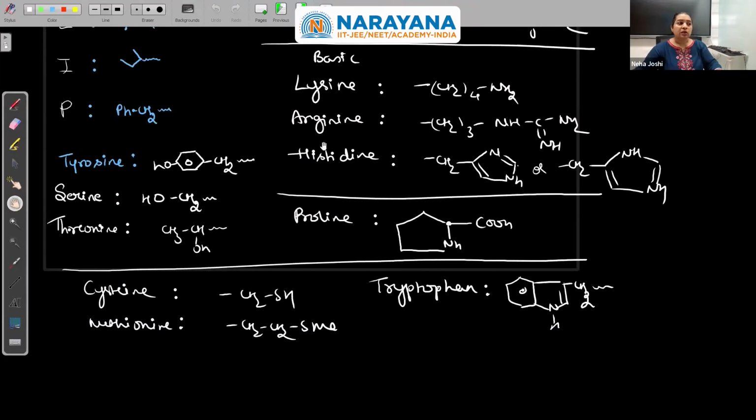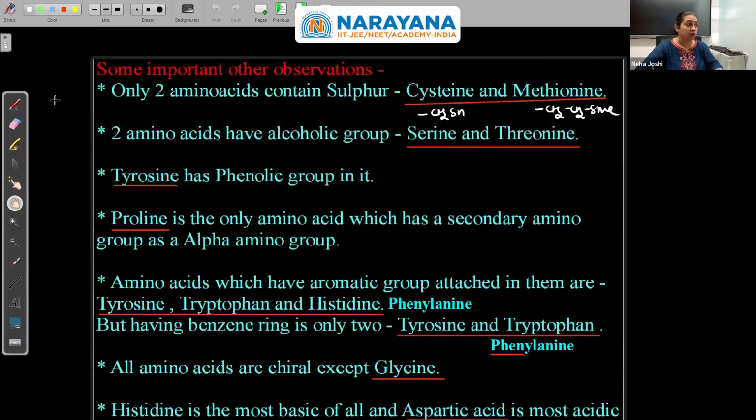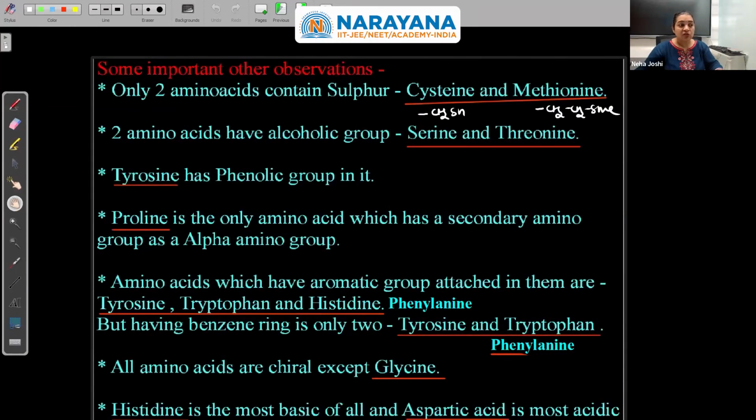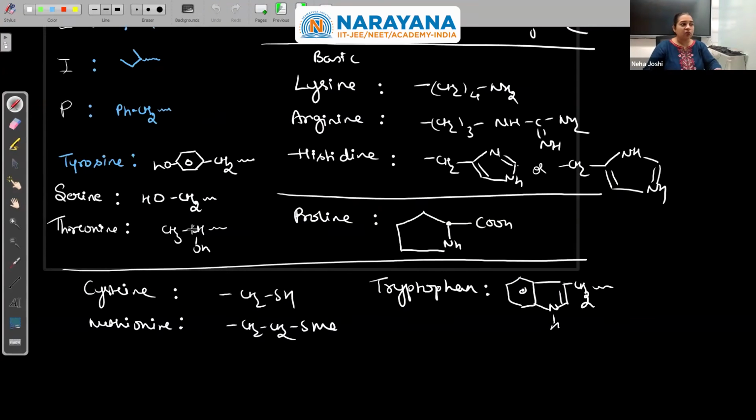Yes, correct. Two amino acids have an alcoholic group. Serine was CH2OH and threonine was CHOH CH3. Okay. The phenolic one, we'll go and check all three at once, okay? And phenolic was CH2 and then this type of para position OH. Let's go check. It's just 2 pages back. Serine was CH2OH, threonine was CHOH CH3 and tyrosine was CH2 and then phenolic.